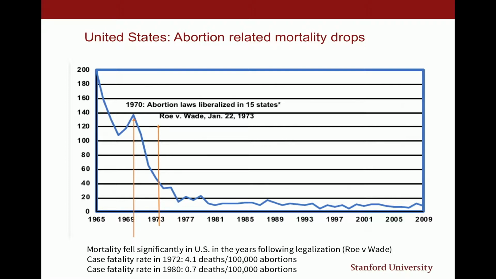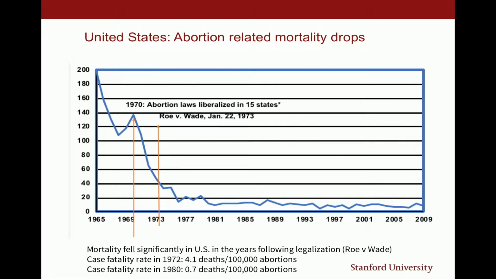And we see the case fatality rate go down from about 4 deaths per 100,000 abortions to less than 1 per 100,000 abortions. You can see that go down even more after the Roe v. Wade Supreme Court decision in 1973. And then that has really gone down as low as we can possibly drive it. We hope to keep always driving it lower.